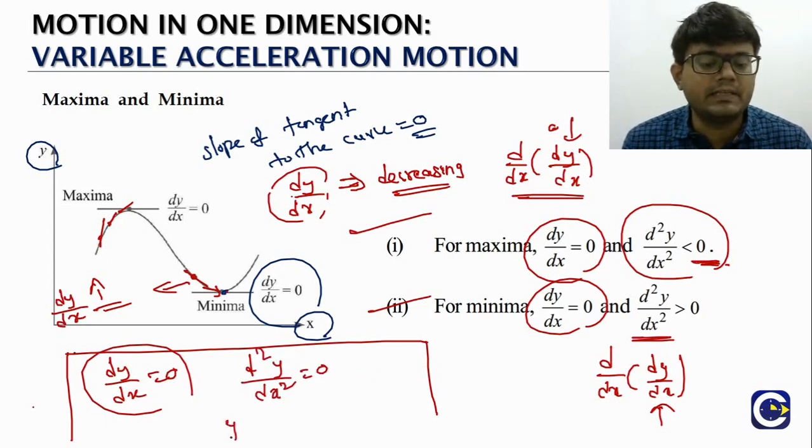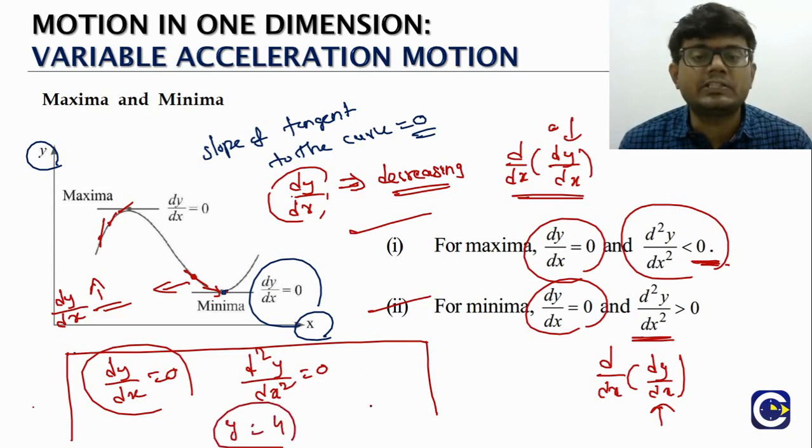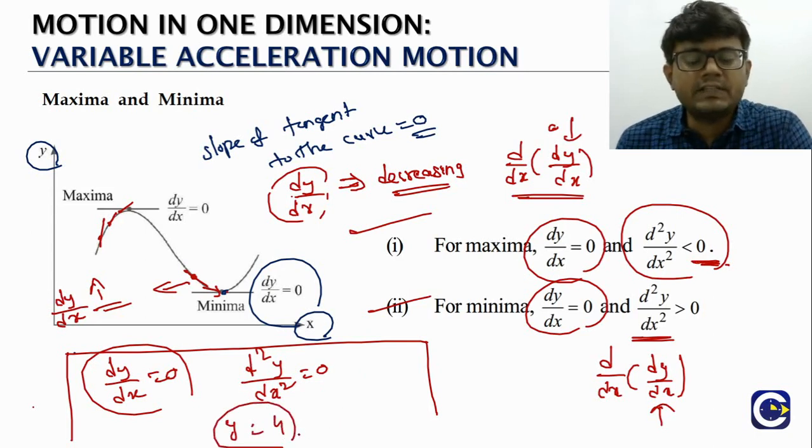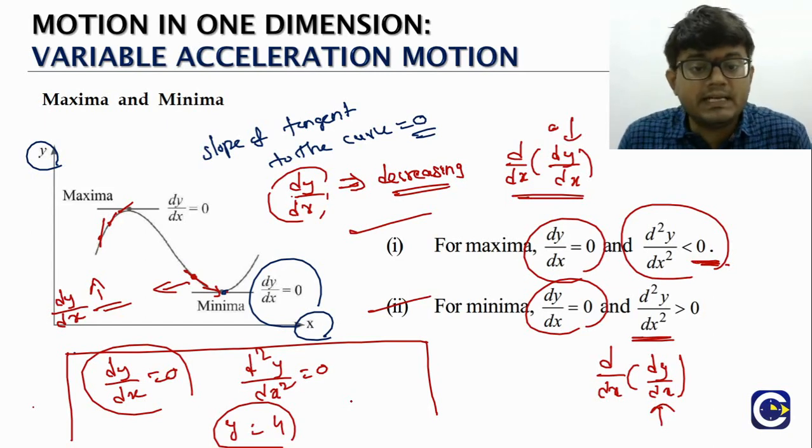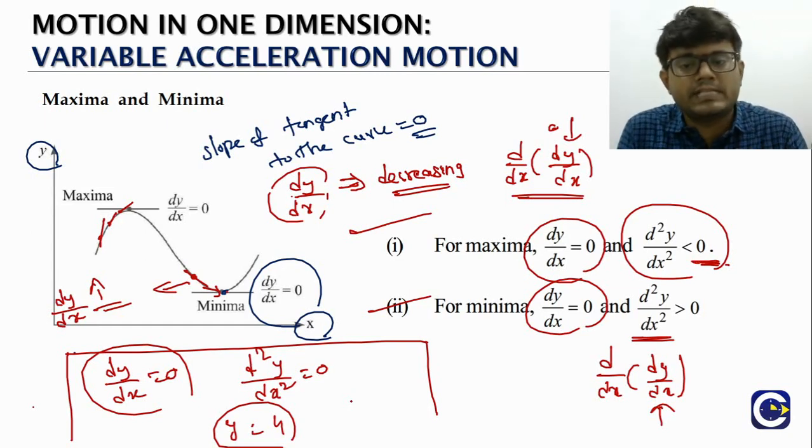Say for example, take y is equal to 4, a constant function. The first derivative is 0, and the second derivative is also 0. So we will neither have a maxima nor a minima there. Already we talked about these cases in the basic math videos. Maybe you can check that once.